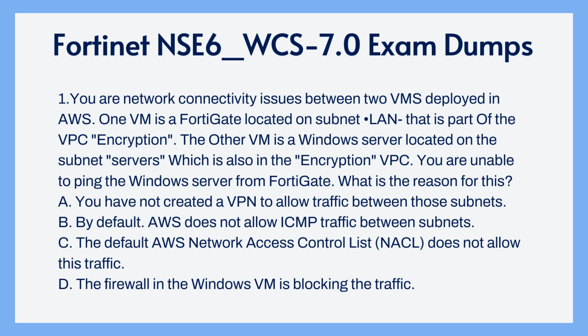A. You have not created a VPN to allow traffic between those subnets. B. By default, AWS does not allow ICMP traffic between subnets. C. The default AWS Network Access Control List, NACL, does not allow this traffic. D. The firewall in the Windows VM is blocking the traffic.